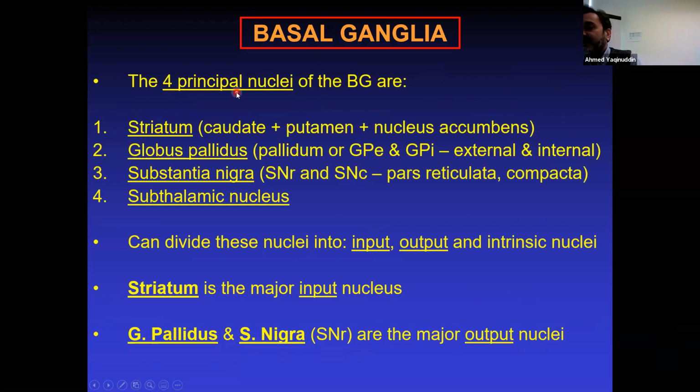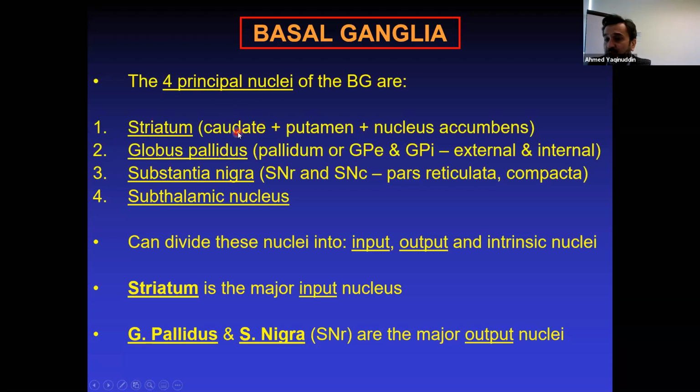The four principal nuclei of the basal ganglia, or collections of gray matter, are the striatum, which includes the caudate, putamen, and nucleus accumbens. Then you have the globus pallidus, which has two parts, globus pallidus externa and globus pallidus interna. The substantia nigra, which you have seen in the midbrain, again has two parts, substantia nigra reticulata and substantia nigra compacta. These are dopamine-containing neurons. And then you have the subthalamus. These are the four groups of basal nuclei which are part of the basal ganglia.